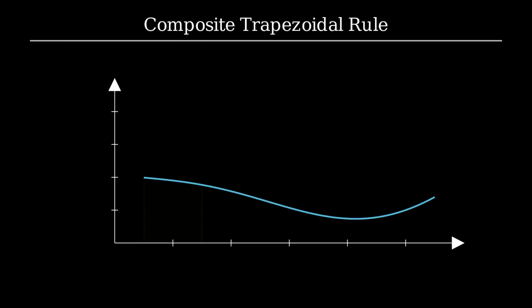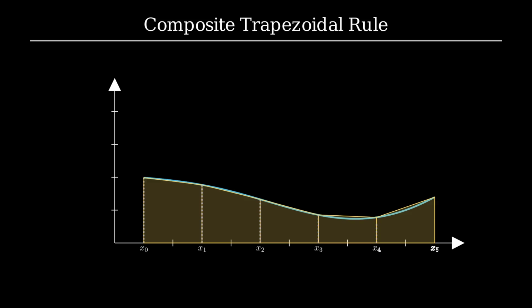For a better approximation, we divide the interval into n equal parts. Each small interval forms one trapezoid. Adding all these trapezoids gives the composite trapezoidal rule. The first and last ordinates appear once. All middle ordinates appear twice, because each middle height is shared by two neighboring trapezoids.